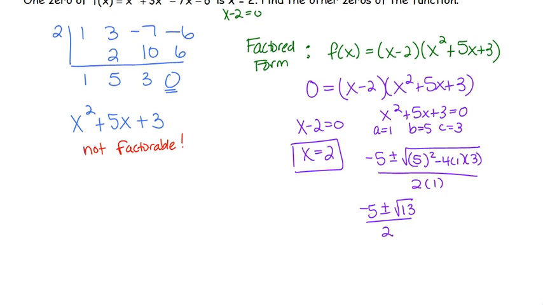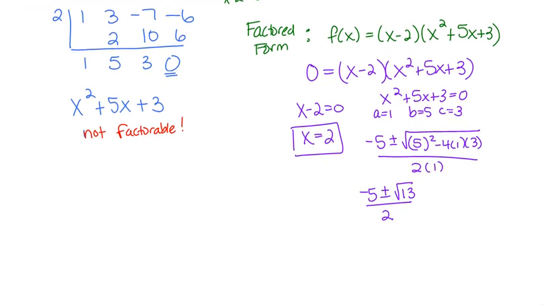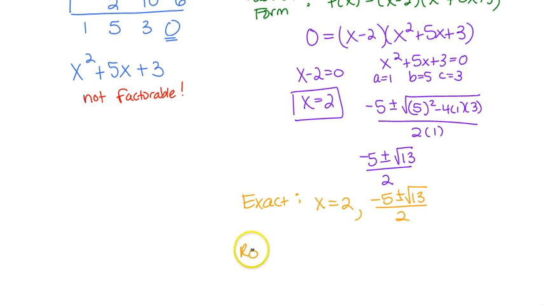What you want to be careful about here is, what do your directions say? What am I asking for? If I ask for your answer in exact form, my exact answers would be x equals 2 and x equals negative 5 plus or minus the square root of 13 over 2. There are my three solutions. I've got 1 at 2, and then I've got 2 over here, one when I add root 13 and one when I subtract it. If I ask for rounded answers, remember exact answers have no decimals.